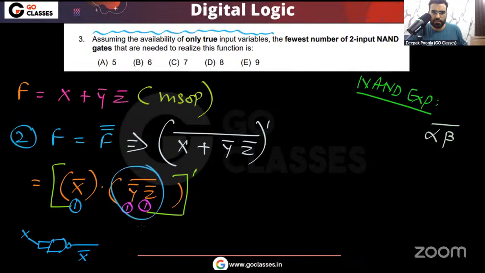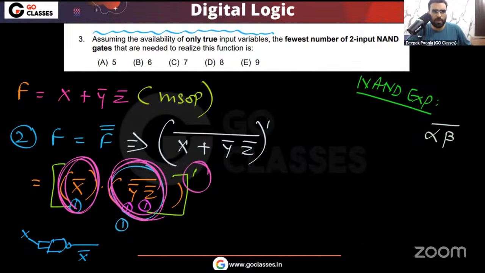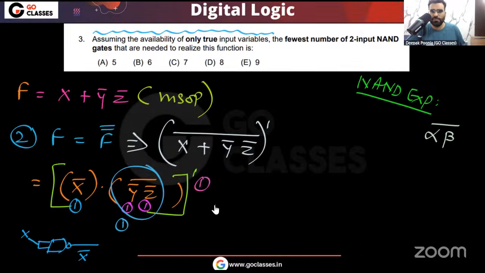For this whole thing, one more NAND gate. Then you can see, let's assume this is alpha and this whole thing is beta. Alpha and beta whole complement, one more NAND gate. Here, one more NAND gate. So total how many NAND gates? Total 5. So total 5 two input NAND gates we need. Is this clear? So you can see the answer for this question will be option A, that is 5.